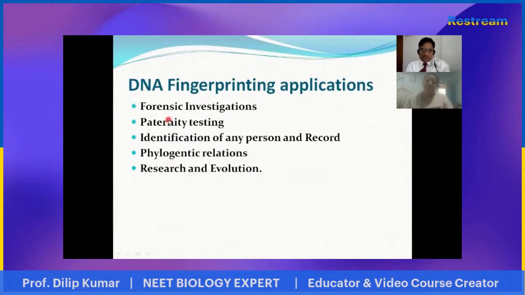Application. At the last, we do the application. DNA fingerprinting application. First one is the forensic investigation. As you know, in any crime, the postmortem report is the solid report. Okay. Several times, what happens in the postmortem report? The doctors take some bribes and they give a faulty report.